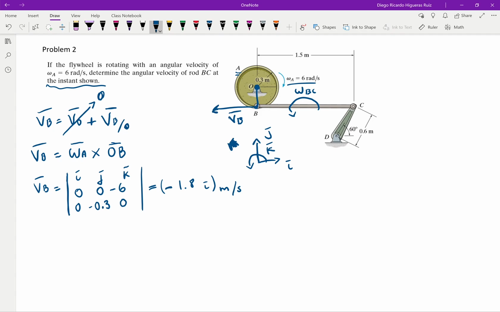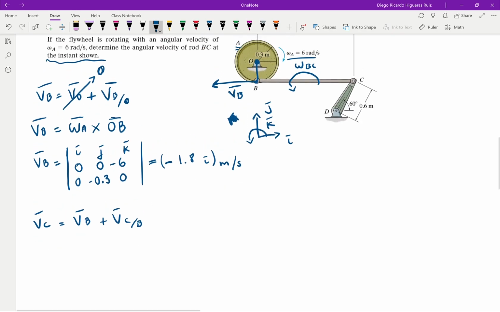We still need to find omega BC. So what we're gonna do next, I'm gonna calculate VC using VB. So we know VB, we just got it from here.